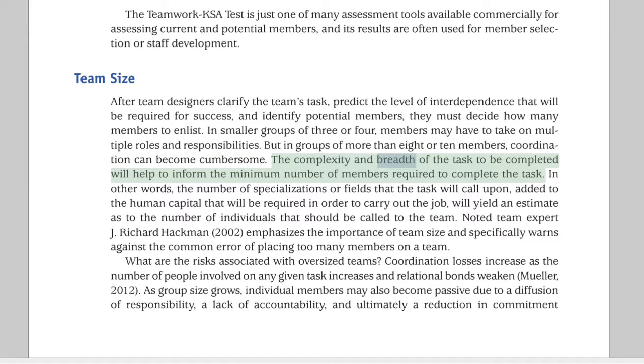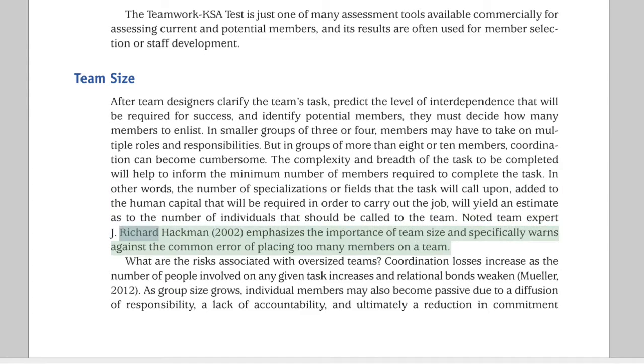The complexity and breadth of the task to be completed will help to inform the minimum number of members required to complete the task. In other words, the number of specializations or fields that the task will call upon, added to the human capital that will be required in order to carry out the job, will yield an estimate as to the number of individuals that should be called to the team.